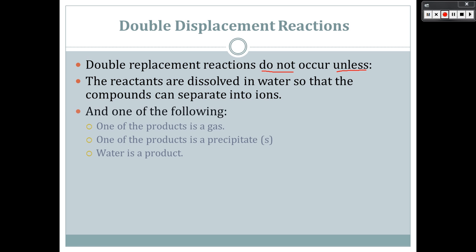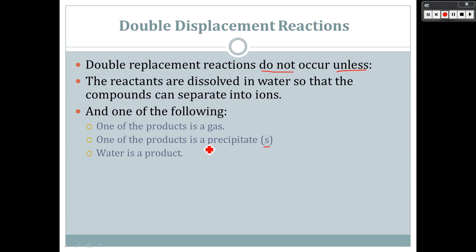So you need the reactants dissolved in water, but you also need one of these. Okay, you don't need more than one, just one is good. You need one of the products to be a gas, one of the products to be a precipitate. So when we say a precipitate, we're talking about a solid, or having water as a product. So numbers 1 and 3 are pretty easy. One product is a gas, water is a product, we get that.